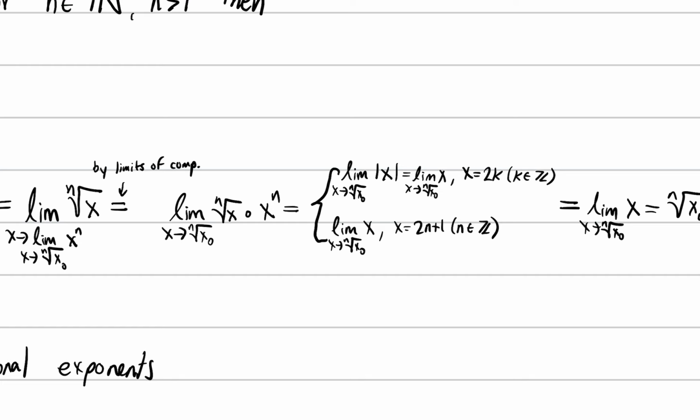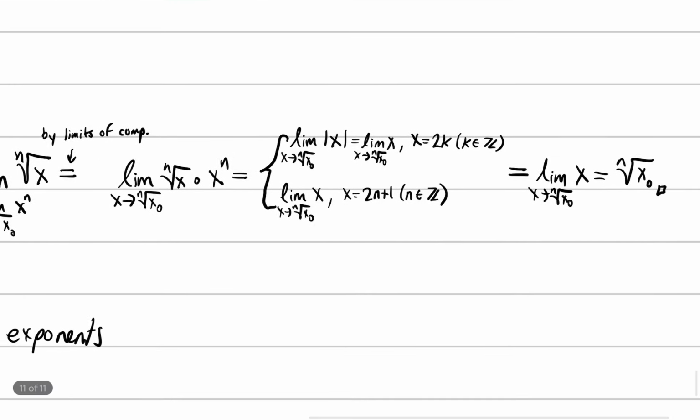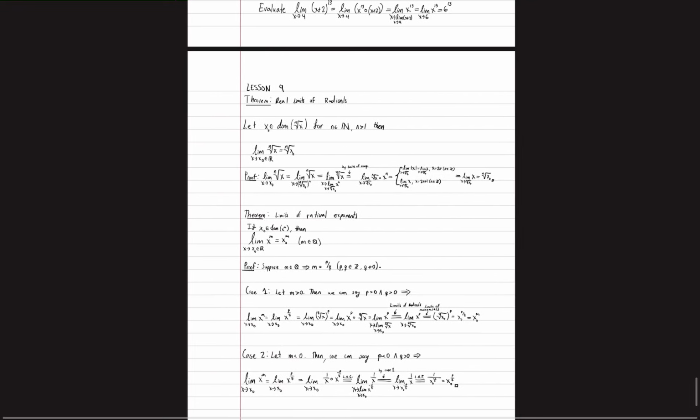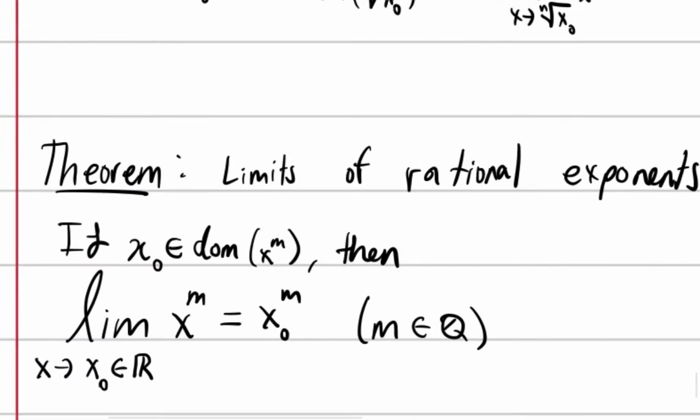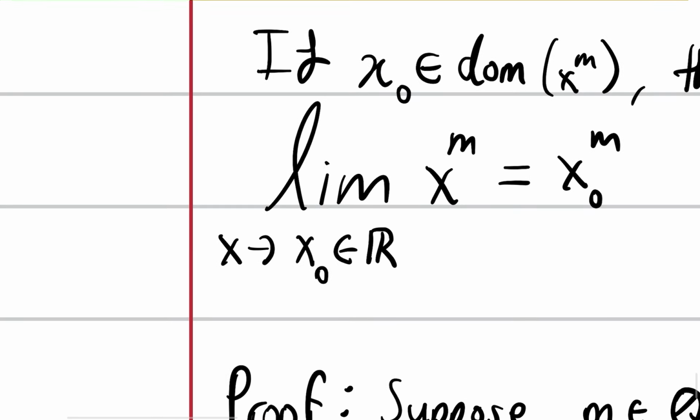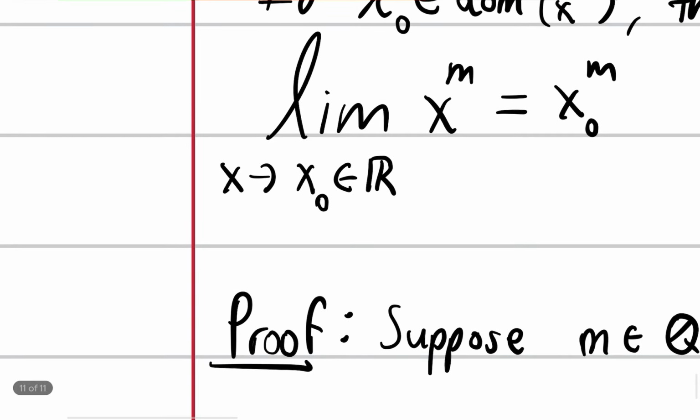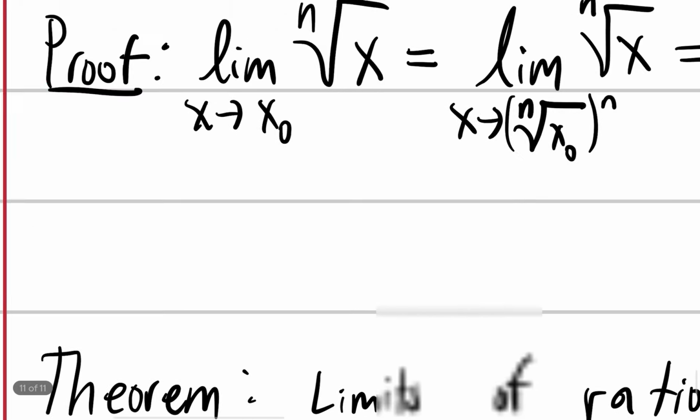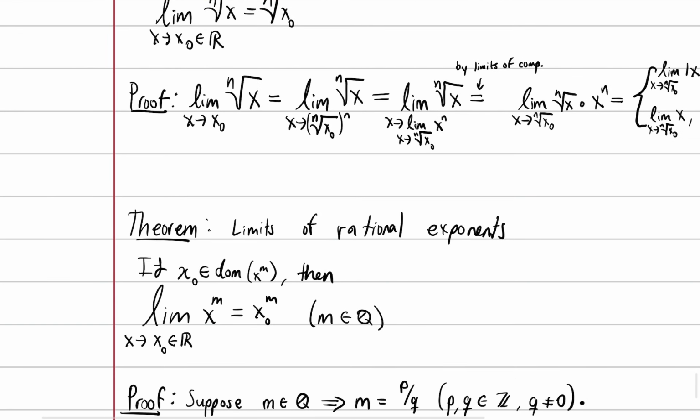Moving on to our next theorem, semi-theorem. We proved monomials, right? In other words, we proved that the limit of x to the n as x approaches x naught is x naught to the n. What about if the exponent is not a natural number? What if it's a rational number? We already have radicals. What is a rational number? Well, it's just a fraction, right?